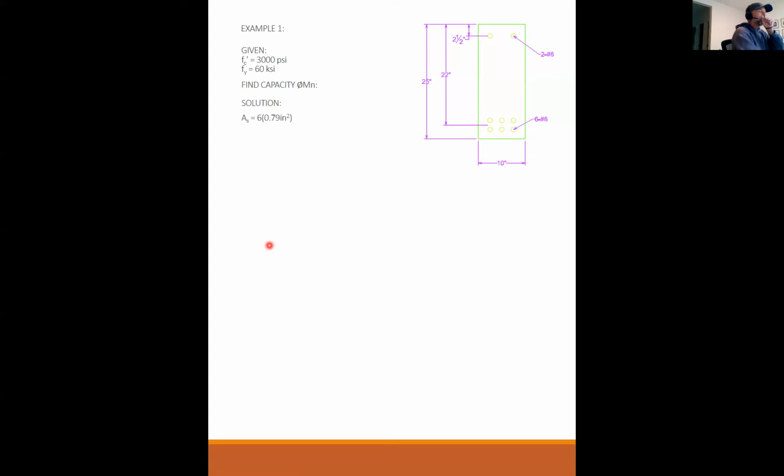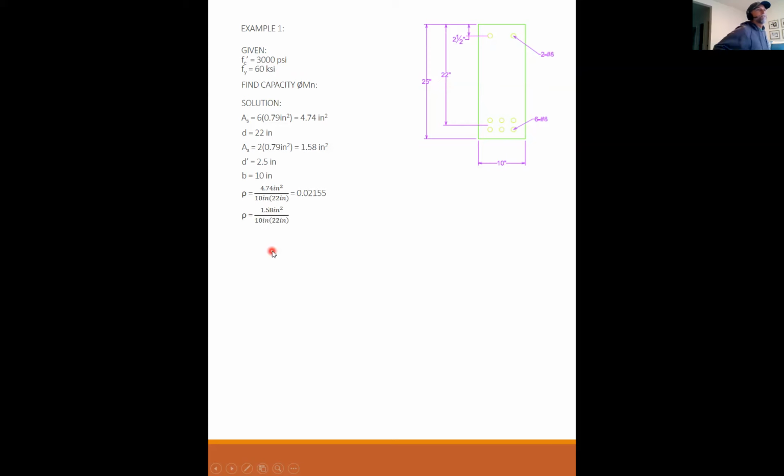Solution. Let's find the area of steel. 6 number 8s at the bottom, 6 times 0.79 square inches, gives me 4.74 square inches. d is 22 inches. Missed the prime again. A prime s is 2 times 0.79 square inches, or 1.58 square inches at the top. And d prime is 2.5 inches. b is 10 inches. So rho is 4.74 over 10 times 22. That gives me 0.2155.